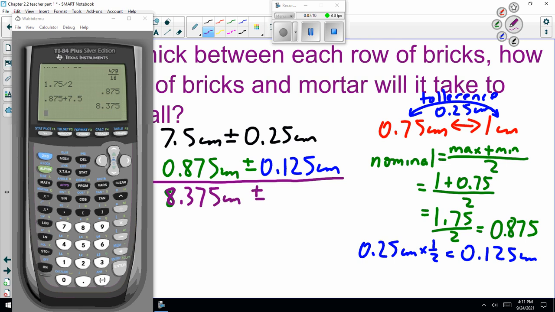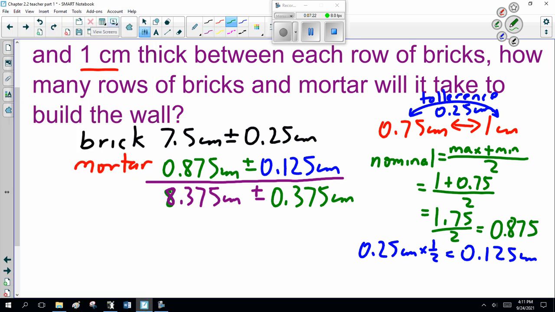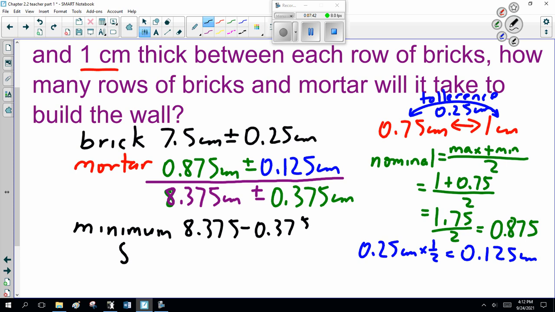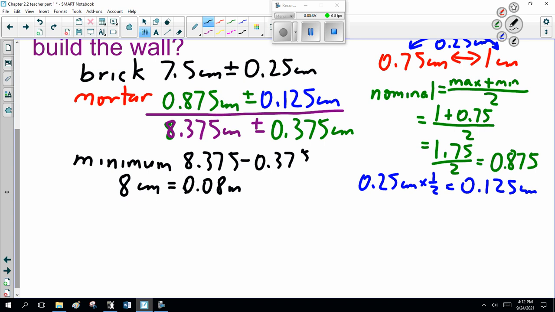So now the question is, what's our uncertainty? Well, we add those together. That I know is 0.375 centimeters. Okay? So, if the factory screws up and makes the bricks the smallest they can, and we get cheap with the mortar, our minimum is 8.375 minus 0.375, which is 8 centimeters. A brick and the mortar will be 0.08 meters. All right, so if we go really thin and cheap, that's as thin as we go.